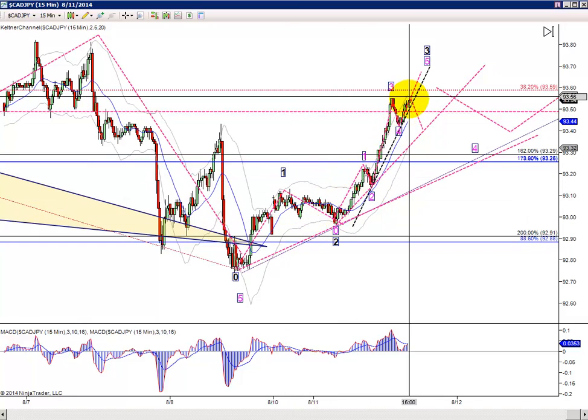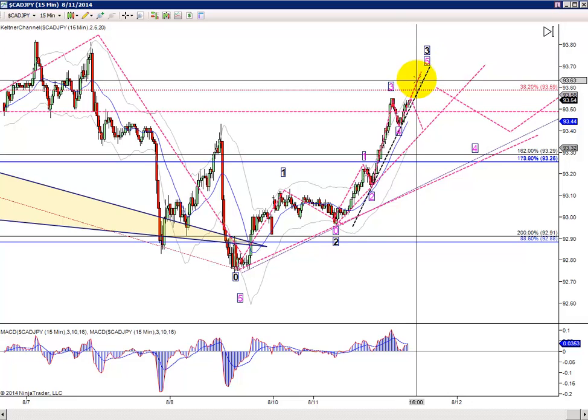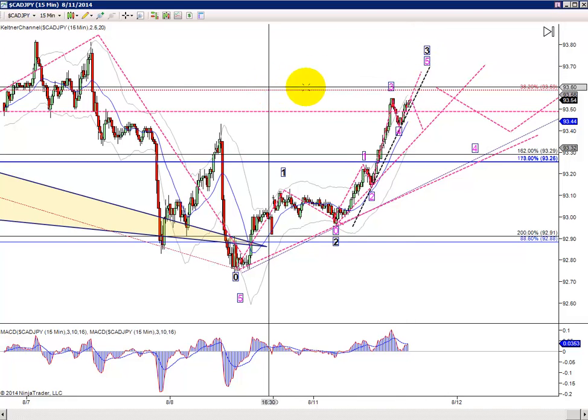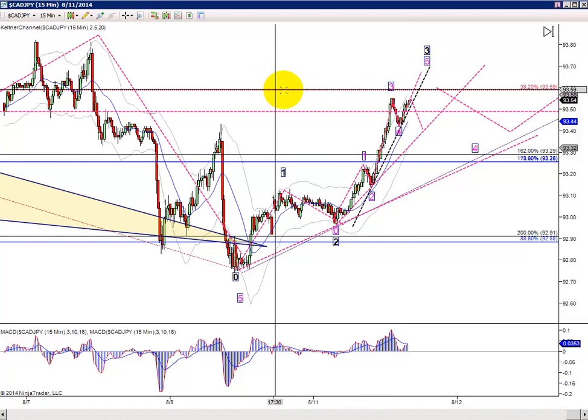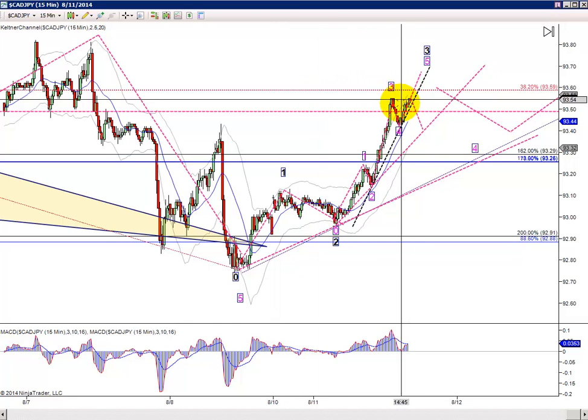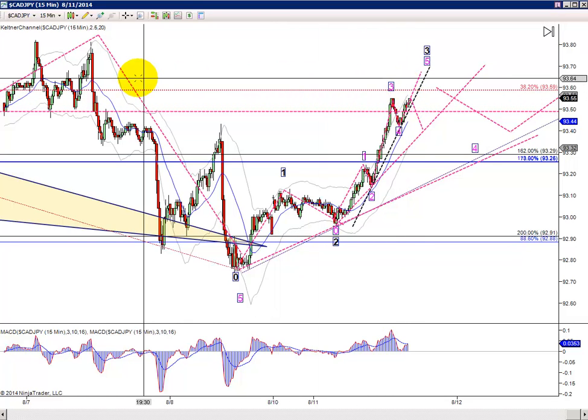You can always let this fill its way back up. This is a 38% retracement of the largest swing up, typically a first target. It just happens to be coming in at a nice zone.